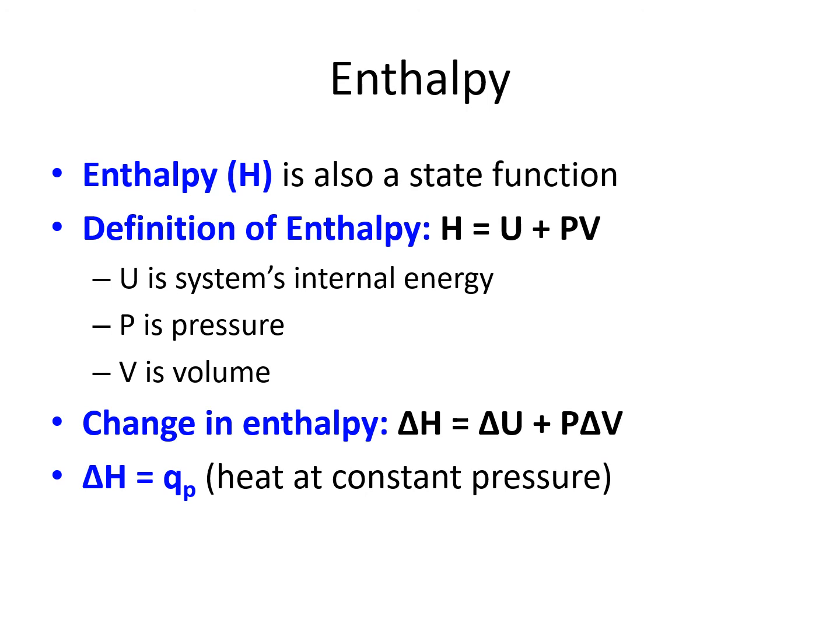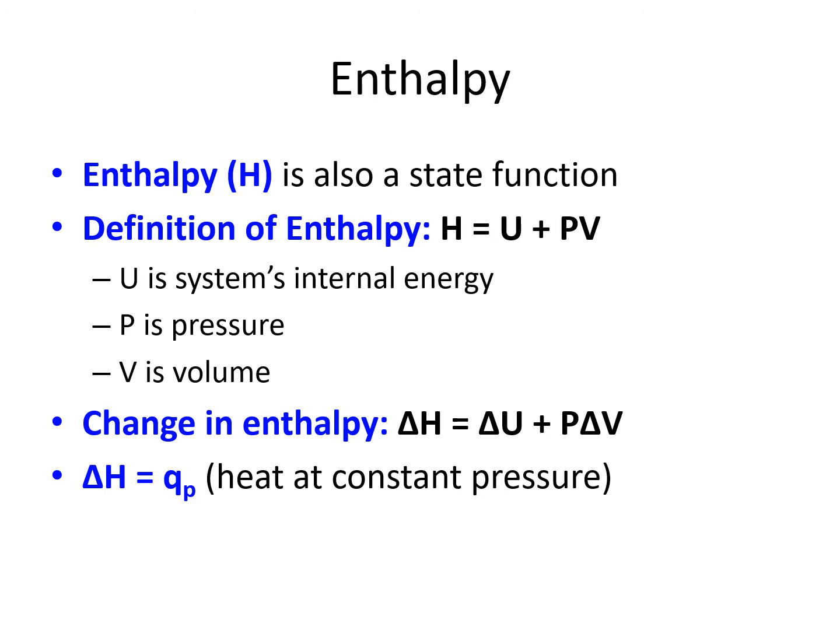So enthalpy is an example of a state function, and we use the letter capital H to represent enthalpy. Our official definition of enthalpy is going to be U, the system's internal energy, plus PV, where P is pressure and V is volume. We can calculate a change in enthalpy, and to do this, we would have some deltas in our equation representing change. So we have delta H, change in enthalpy, equals delta U, change in internal energy, plus pressure times the change in volume, P times delta V. So that's going to be our official definition for change in enthalpy.